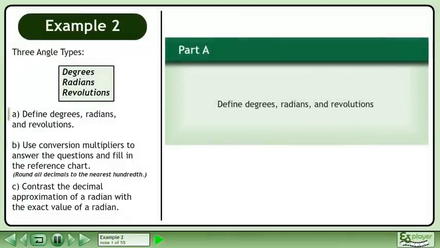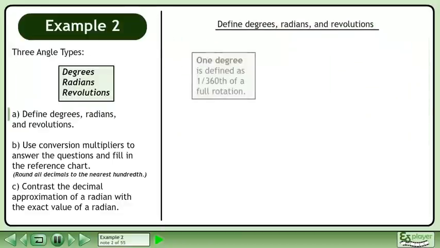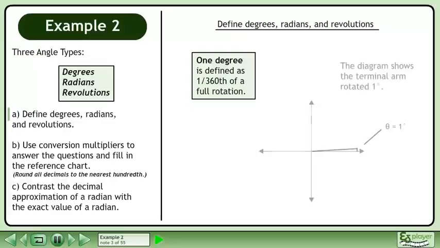In this example, we will learn about three angle types: degrees, radians, and revolutions. In Part A, we'll define each term. One degree is defined as 1/360th of a full rotation. The diagram shows a terminal arm rotated 1 degree.